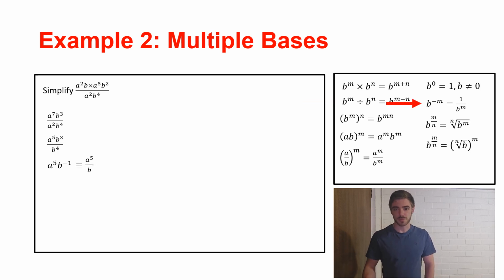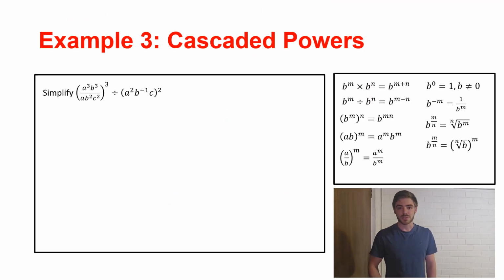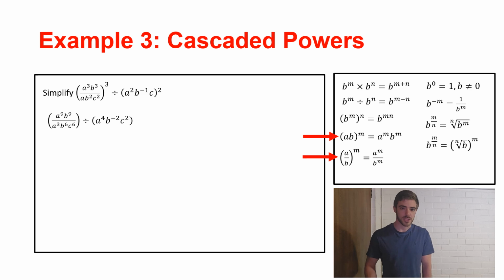It's purely optional though. Now we're starting to look at some more complicated expressions. When you have cascaded powers like this, it's usually easiest to start by distributing those first. That means that every term in the first set of brackets is going to have its power multiplied by 3, and every term in the other bracket is going to have its power multiplied by 2. Once we've achieved that, we're just going to go back to the old strategy.